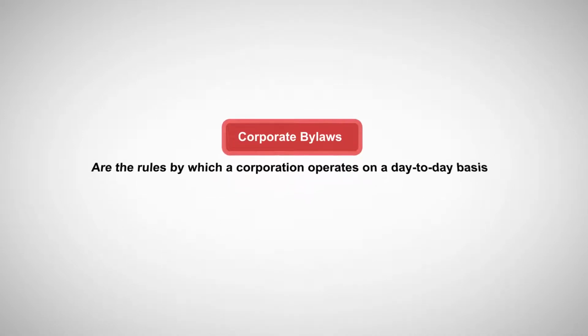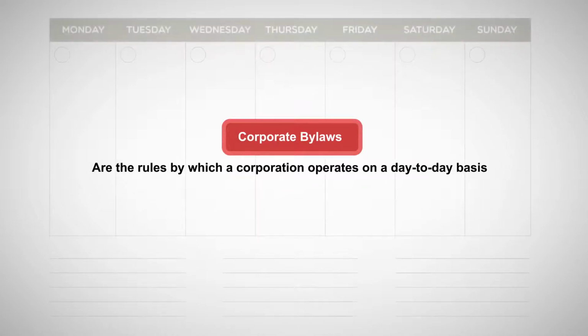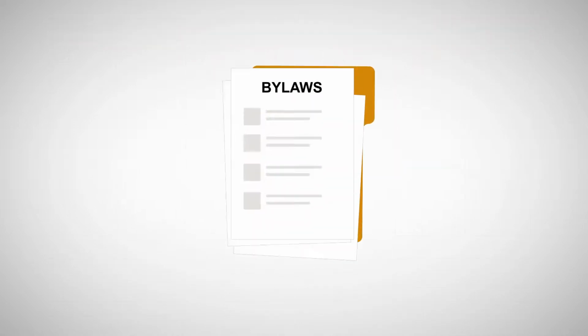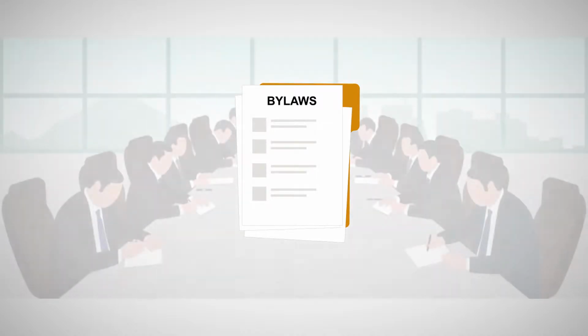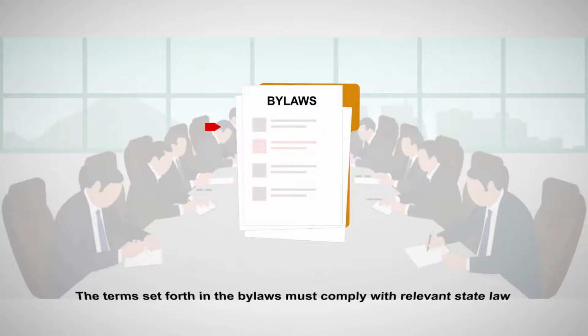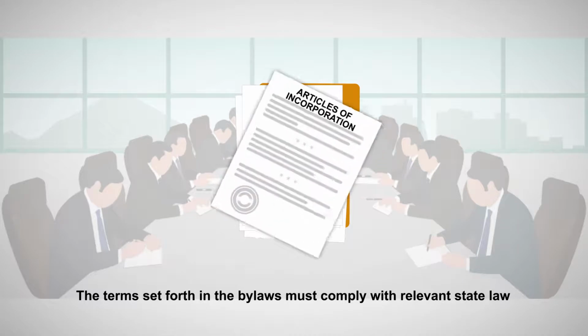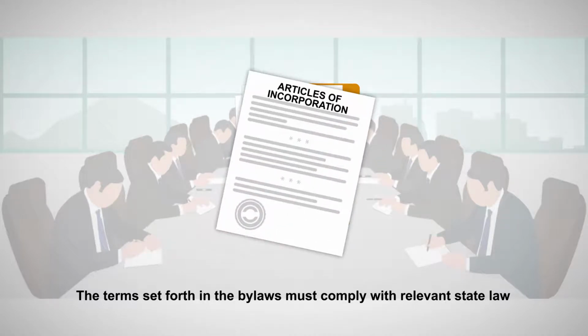Corporate bylaws are the rules by which corporations operate on a day-to-day basis. The bylaws are generally adopted by the incorporators or the board of directors at the corporation's first organizational meeting, though they may, and usually are, amended later. The terms set forth in the bylaws must comply with relevant state law, and be consistent with the Articles of Incorporation which established the corporation.